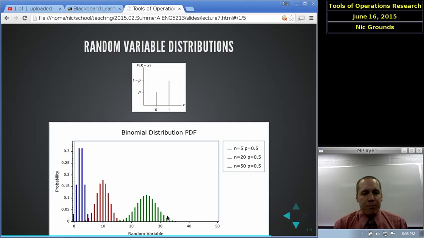Mainly, more often than not, I'd say you'll be looking at using the normal distribution, maybe a triangle distribution, maybe a uniform distribution.